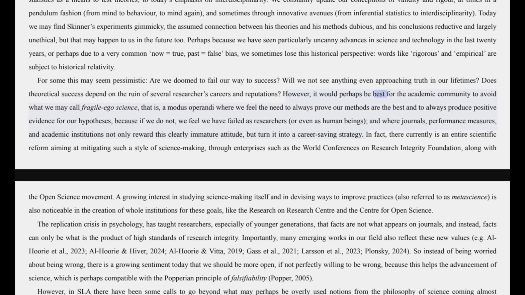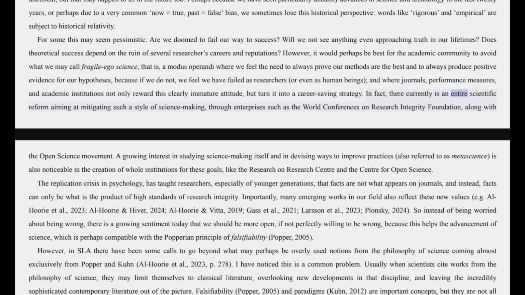However, it would perhaps be best for the academic community to avoid what we may call fragile ego science, that is, a modus operandi where we feel the need to always prove our methods are the best, and to always produce positive evidence for our hypotheses, because if we do not, we feel we have failed as researchers or even as human beings. And where journals, performance measures and academic institutions not only reward this clearly immature attitude, but turn it into a career-saving strategy.